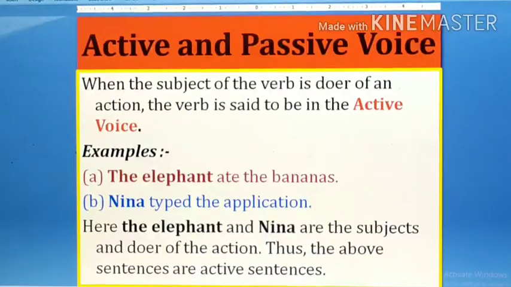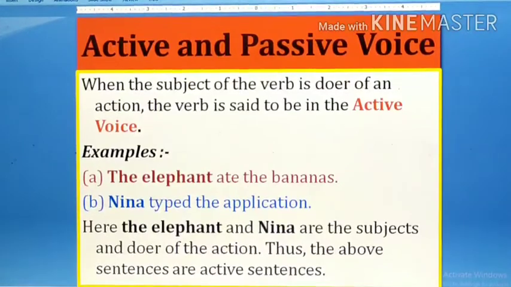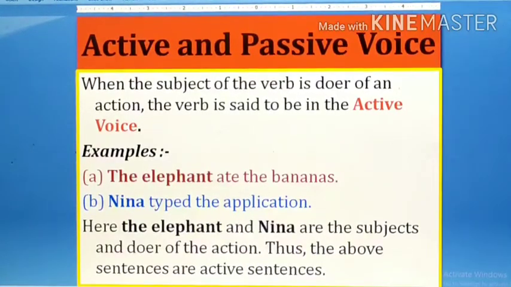First is, the elephant ate the banana. So here the elephant is the subject. The elephant is doing the action, that is the doer. Elephant, the subject, is the doer, and ate is the verb, and the banana is the object. That means when the action is done by the subject and it is being received by the object, it is the active voice. And in B, I have written, Nina typed the application.